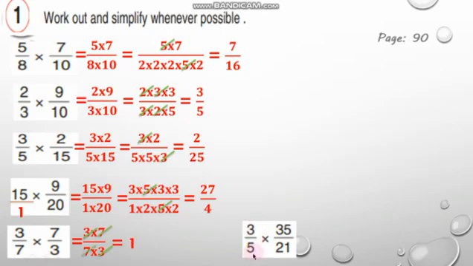Now I have 3 over 5 times 35 over 21. I multiply the numerators and the denominators together. 35 can be written as 5 times 7 and 21 as 7 times 3. I can simplify by 3. I can simplify by 5 and I can simplify by 7. So the answer is 1.